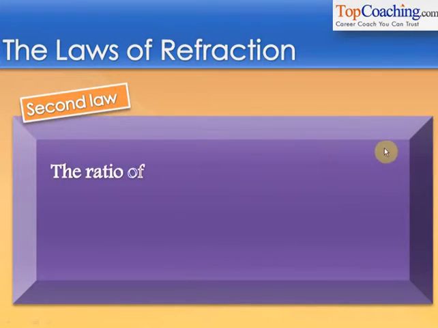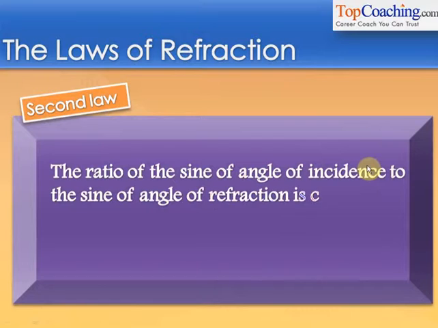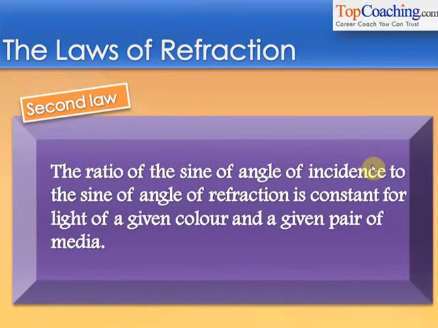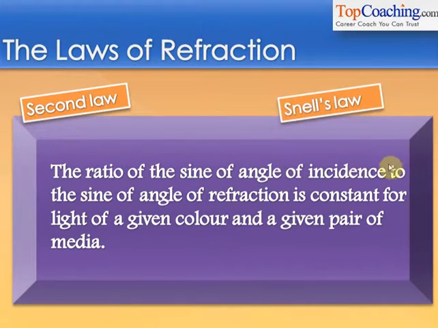The second law of refraction says that the ratio of the sine of angle of incidence to the sine of angle of refraction is constant for light of a given color and a given pair of media. This is a very important law of refraction, and it is also called Snell's law.